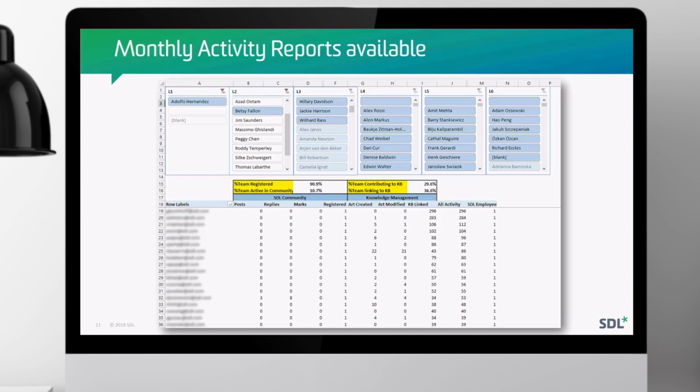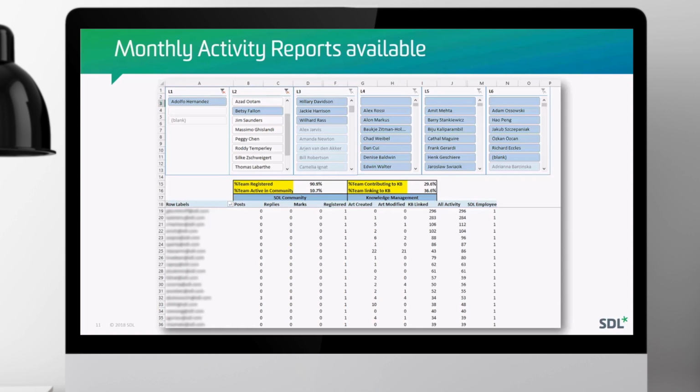And if you look at the screen in the middle, you can filter on a manager, and then you can see who of the team did what in that month. In the middle you see the percentage of the team that is registered to the community already. We have these numbers. Also the percentage of the team that is active in the community. And for the knowledge base we have some nice numbers as well. Who is contributing, the percentage of the team, and also who is linking already from that team.